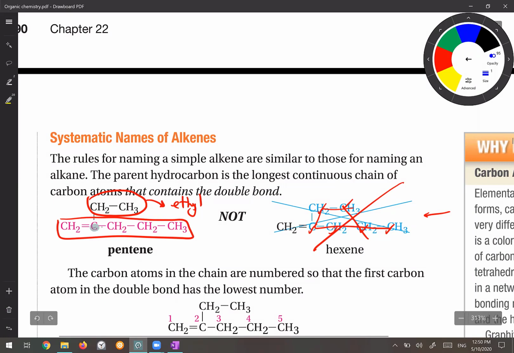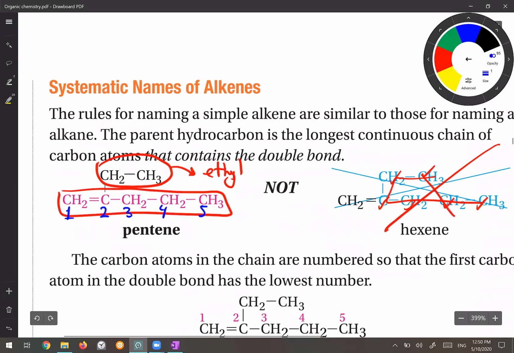So for here, I have to number the parent from the left side, 1, 2, 3, 4, 5, because from the left side, the double bond would be on the first position. If I number it from the right side, the double bond would be on the fourth position. So no matter if the branch is at the right side of your molecule, you have to number it from the side which the double bond receives a smaller number. So we can say the priority is with the double bond and triple bond, not with the branch.